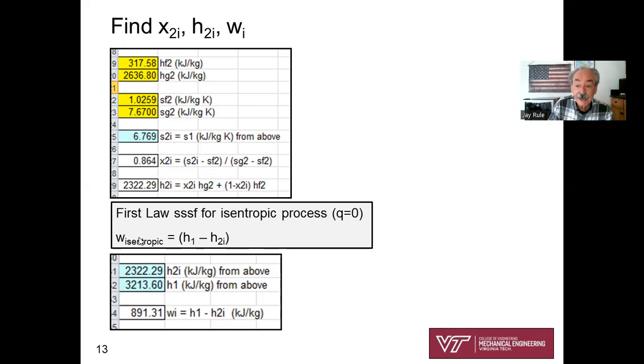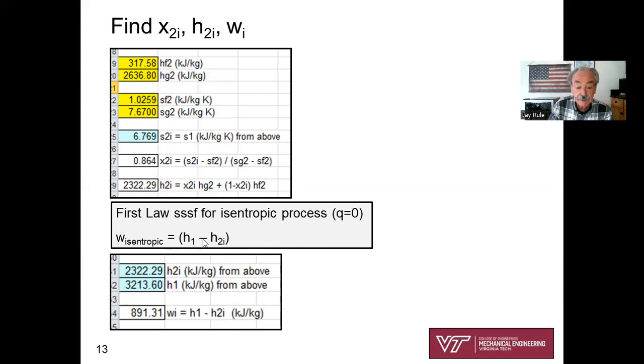We're looking for work isentropic, W isentropic. We'll use the first law, steady state, steady flow, one inlet, one outlet. Recognize that Q equals 0. Let's see, Q in minus work out equals H2 minus H1. So do you see that I didn't write out all my steps?